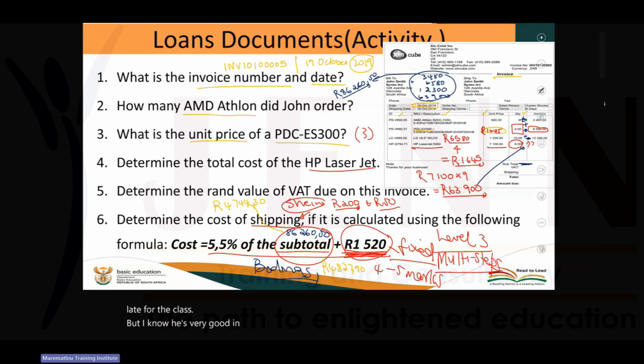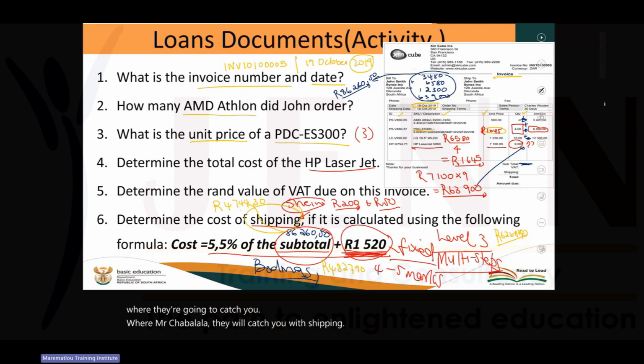4,744.30 plus 1,520. The total amount will be 6,264.30 rand, only for shipping. You see, the prices of things that we are buying online are cheap, but they know where they're going to catch you. Where? They will catch you with shipping.